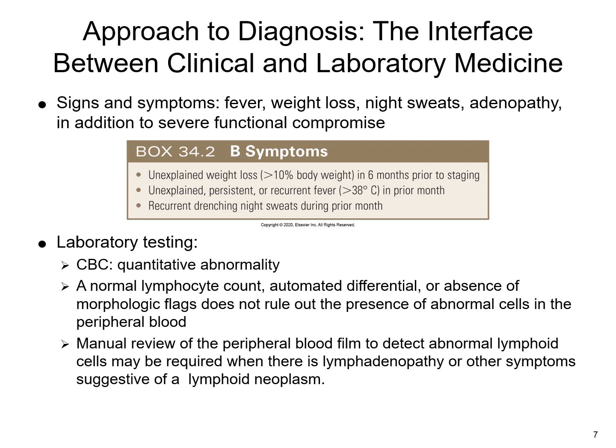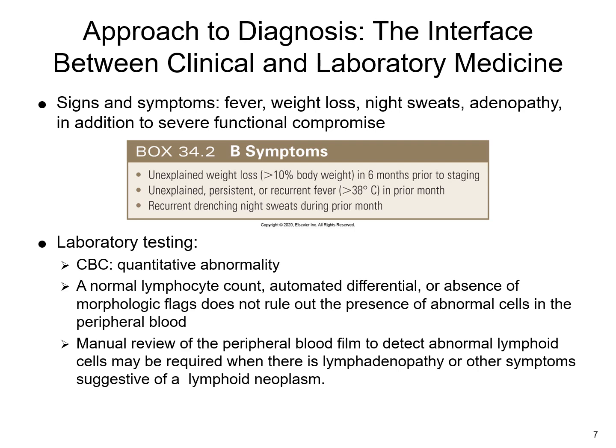Now, the patient can actually present with a normal lymphocyte count or automated differential, or the machine may not flag any sort of morphological abnormal cells, but that does not mean that we can rule out the presence of those cells, because we need to take a closer look at that peripheral blood.